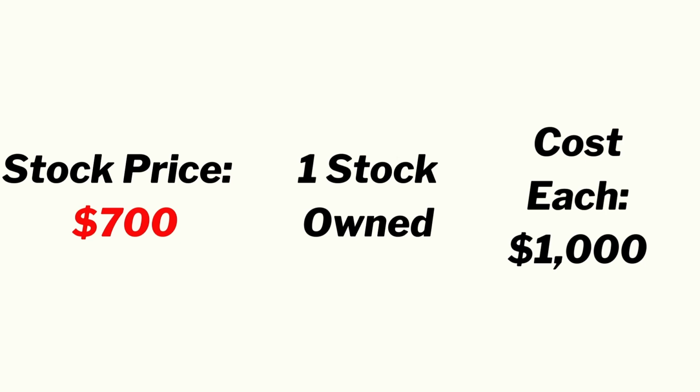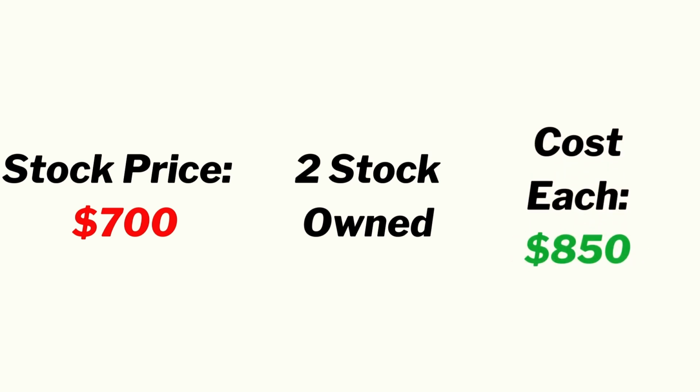This way, when you buy your second stock at $700, you now own two stocks for $1,700. Your cost went from $1,000 to $850. And over the course of your investing career, this is going to go up and it's going to go down and balance out that cost.